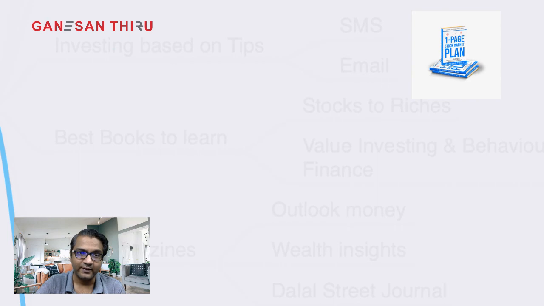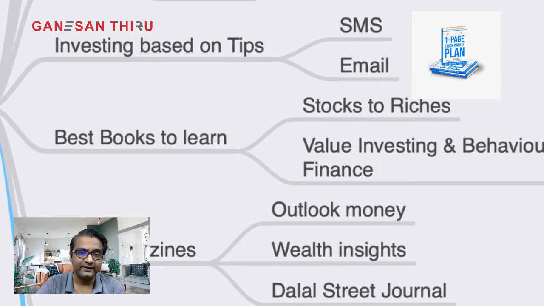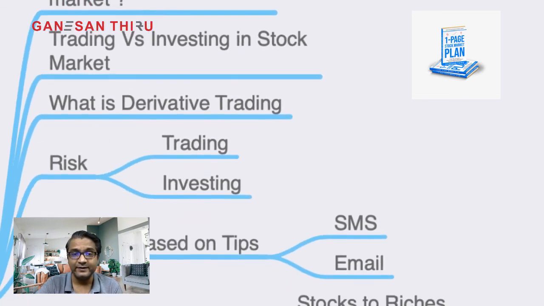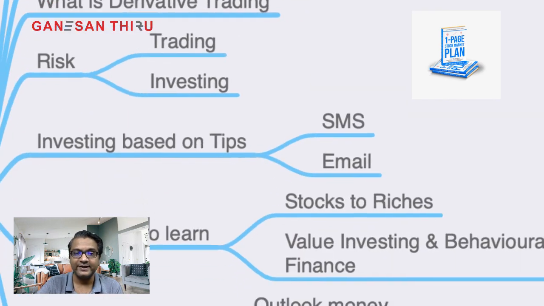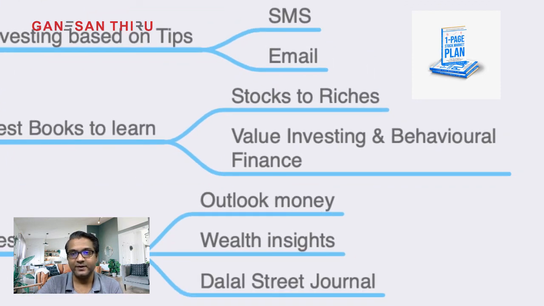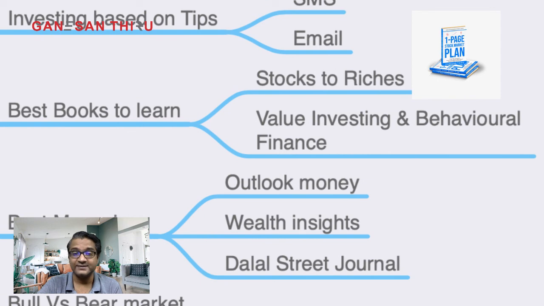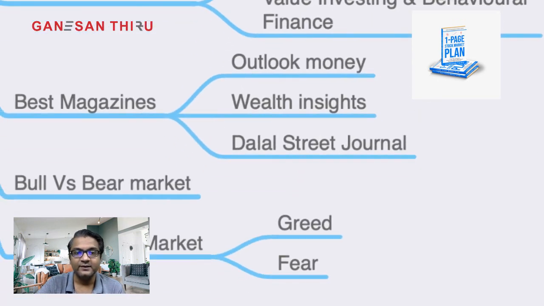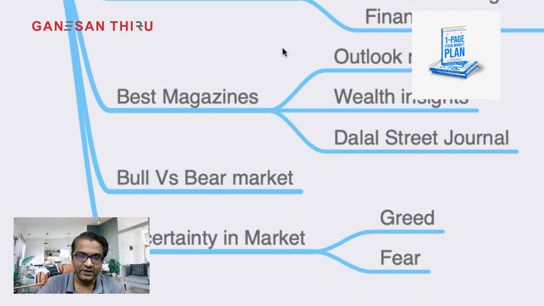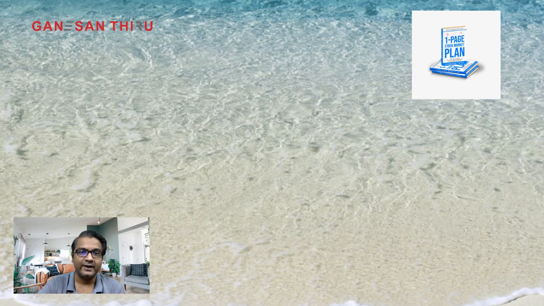To summarize, we started with the risk factors, then who can invest, trading versus investing, and what the risk involved in trading and investing is. You should avoid investing based on tips. We covered the books by Parag Parikh and the magazines you can refer to, and finally bull versus bear market, as well as the uncertainty in the market, greed versus fear. These are the things you should cover, and I hope you got clarity on how you should invest in the stock market, and the basics of stock market part 2.